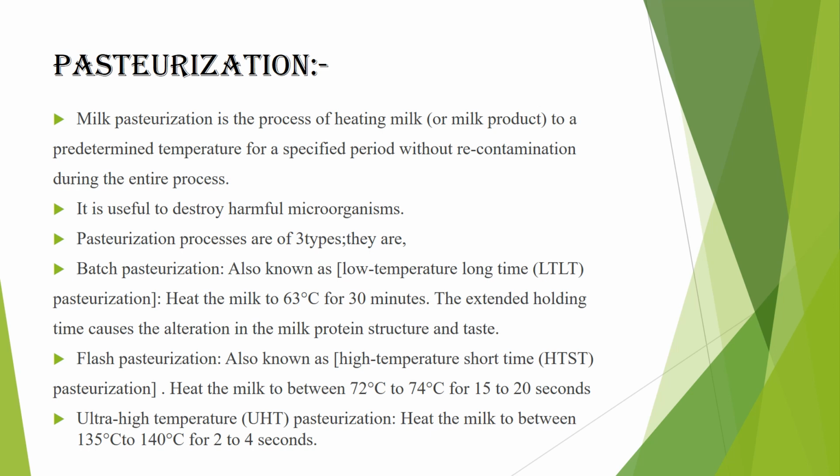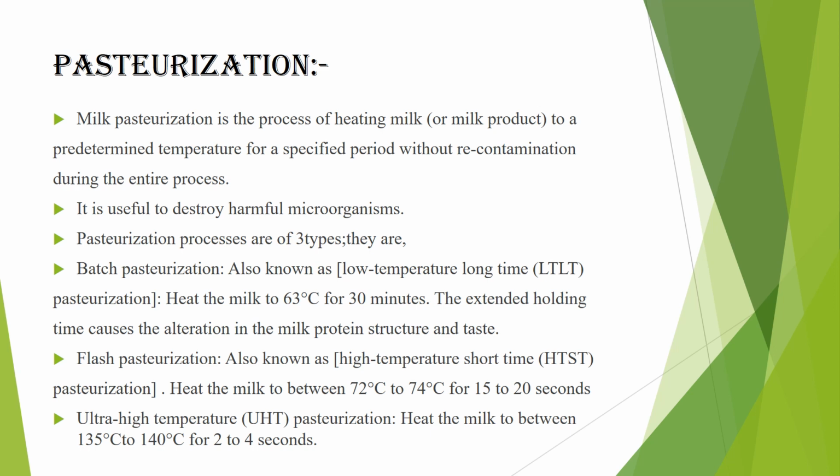Pasteurization is of three types: batch pasteurization, flash pasteurization and ultra high temperature pasteurization. Batch pasteurization is also known as low temperature long time pasteurization. At 63 degrees centigrade, the milk is heated for 30 minutes. The extended holding time causes alteration in the milk protein structure and taste.